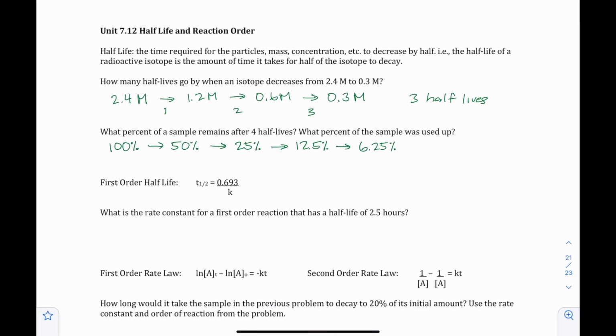For the next example, it says what percent of a sample remains after 4 half-lives and what percent was used up. If we start with 100% of the sample, after the first half-life, 50% will remain. After the second half-life, 25% will remain. After the third half-life, 12.5% will remain. And after the fourth half-life, 6.25% of the sample will remain.